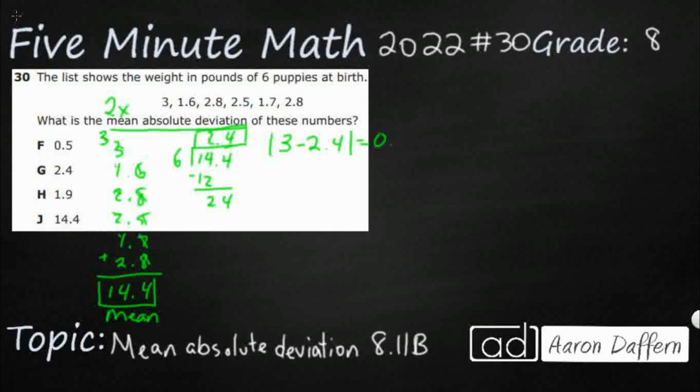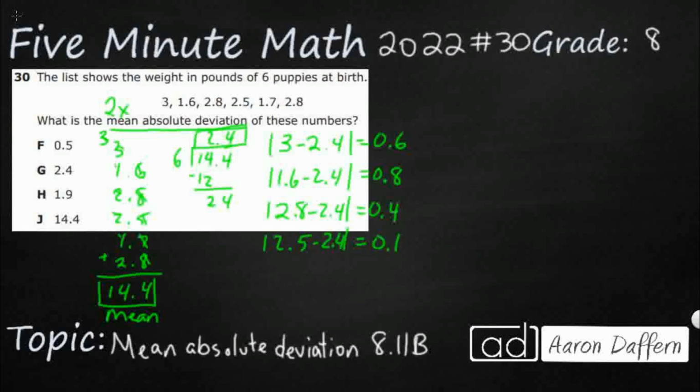So that's going to be 0.6. We don't want any negative numbers. So we're going to do like 1.6 minus 2.4. How far away is the 1.6 from 2.4? That's 0.8. Okay, so we don't want any negative numbers, so I've got 2.8 minus 2.4 absolute value. That's 0.4. And then I've got 2.5. Wow, that's like right there. That's 0.1.